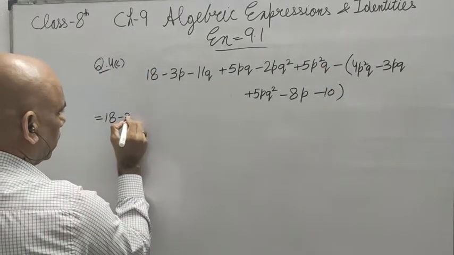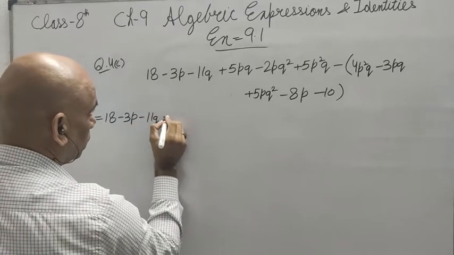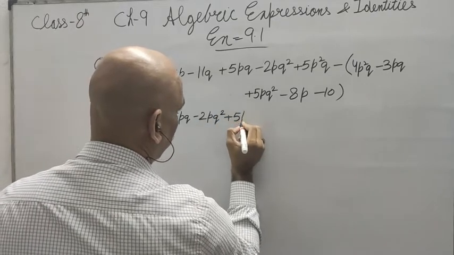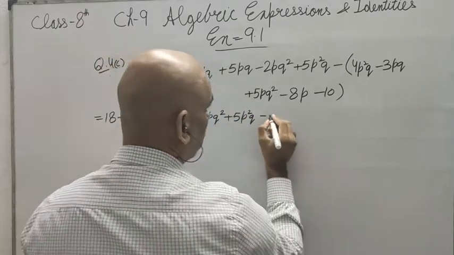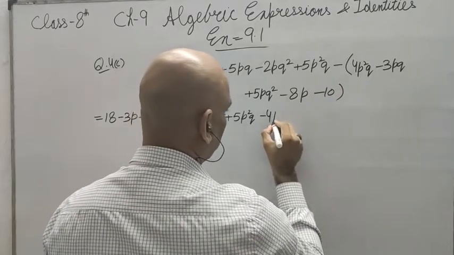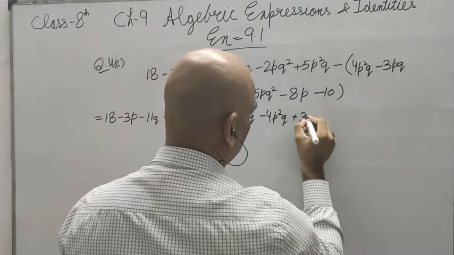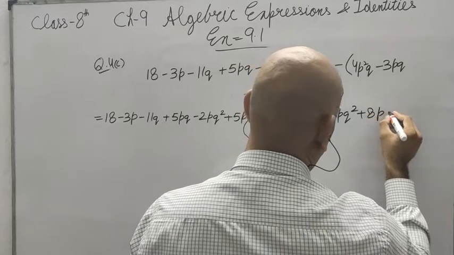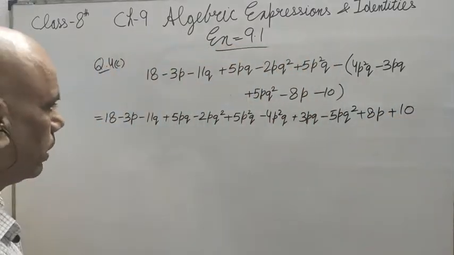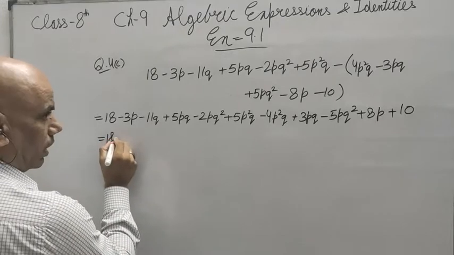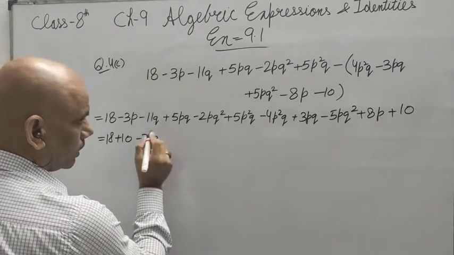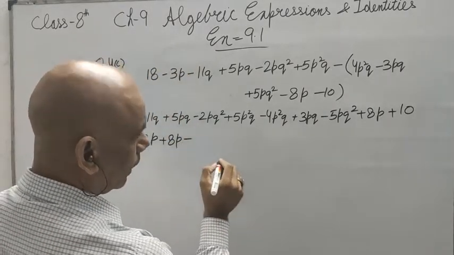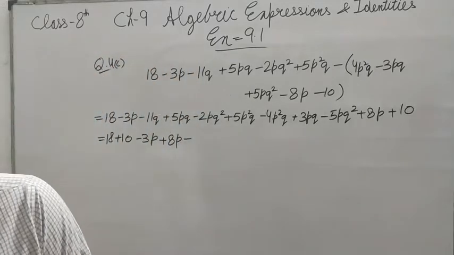So 18 minus 3p minus 11q plus 5pq minus 2pq square plus 5p square q. Due to this negative, all the signs will be changed: 4p square q plus 3pq minus 5pq square plus 8p plus 10. Now keep the like terms together. 18 plus 10, minus 3p and plus 8p, and minus 11q, is there any like term? No, q is not there in the second term, or I have missed it.